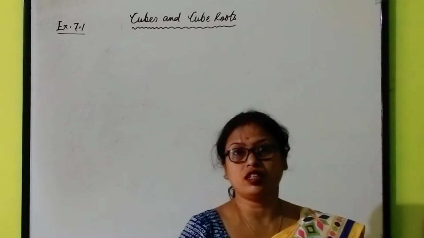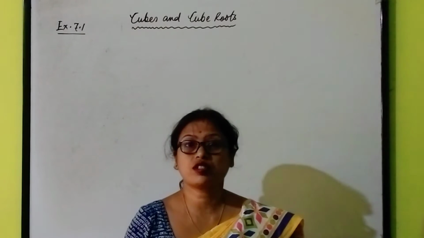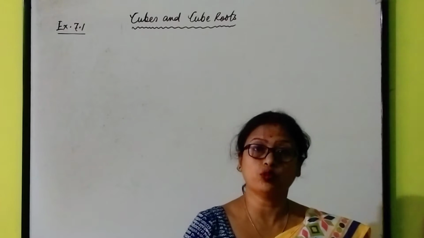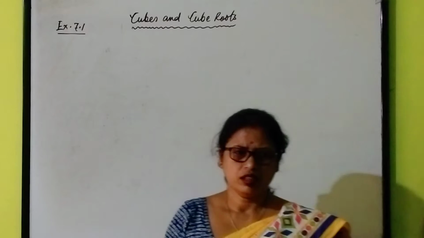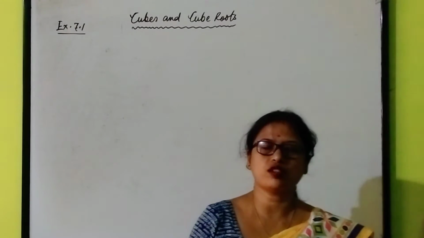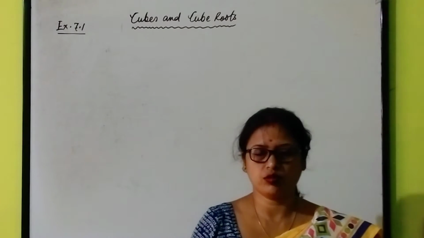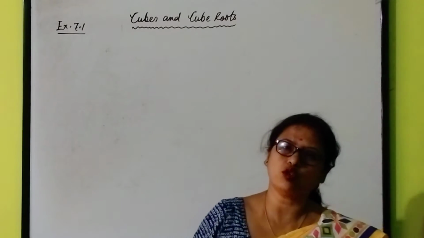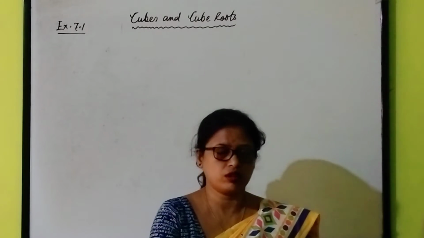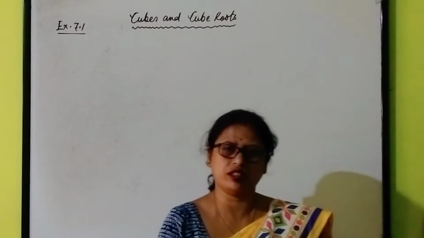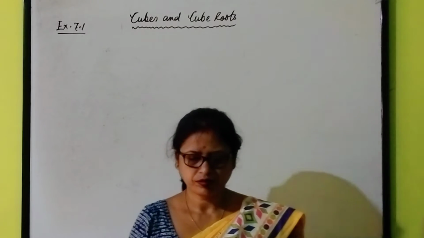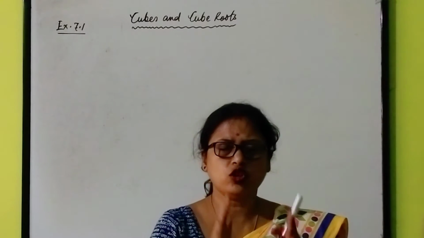According to your syllabus, we have to start chapter 7, that is cubes and cube roots. In the last chapter of your half yearly syllabus, we did squares and square roots. Before starting squares and square roots, I gave many rules to find whether a number is a perfect square or not. Here, nothing more to explain, just an introduction to cubes and cube roots.